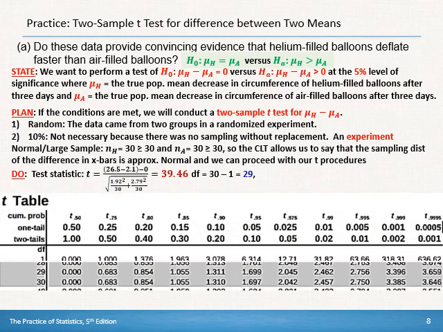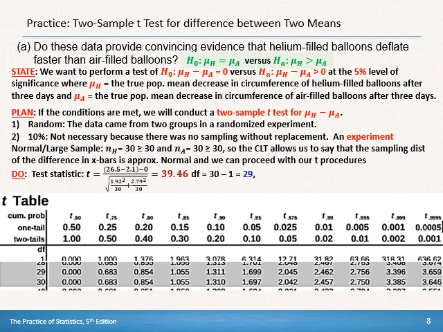All right, so the t statistic, again, we're going to use our formula here. The hypothesized difference is 0. That gives us a t statistic of 39.46. Again, if we're not using the calculator, we're stuck with the degrees of freedom of 30 minus 1, or 29. Now, how do we find the p-value?